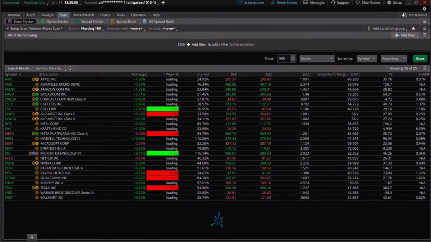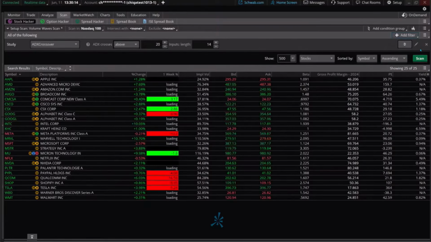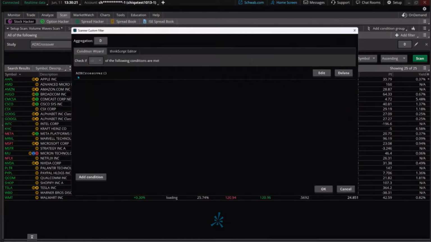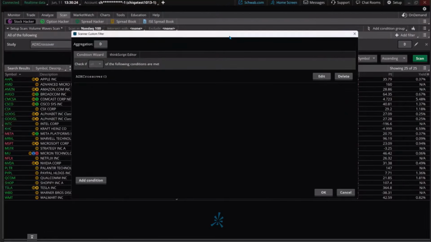Add filter. We're going to click on add filter here. We're going to use the study filter. So let's click on that. And we're going to click on the pencil just to the right of the periodicity here. Okay, now with that, we're going to come up over here. The first thing we want to do is delete the ADX crossover. It just came up as the top of the list, and that's why.